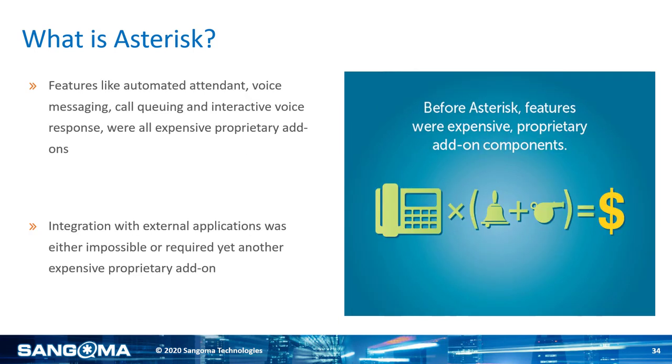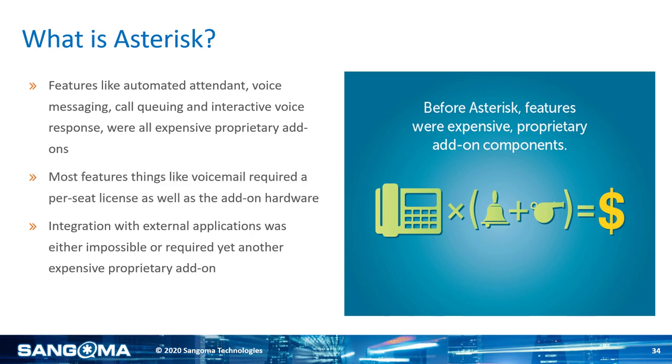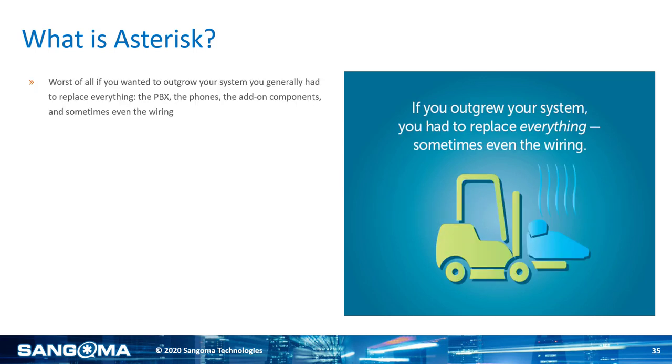Before Asterisk, features like automated attendant, voice messaging, call queuing, and interactive voice response were all expensive proprietary add-ons. Most features like voicemail required a per-seat license as well as the add-on hardware. Integration with external applications was either impossible or required yet another expensive proprietary add-on. Worst of all, if you wanted to outgrow your system, you generally had to replace everything: the PBX, the phones, the add-on components, and sometimes even the wiring.